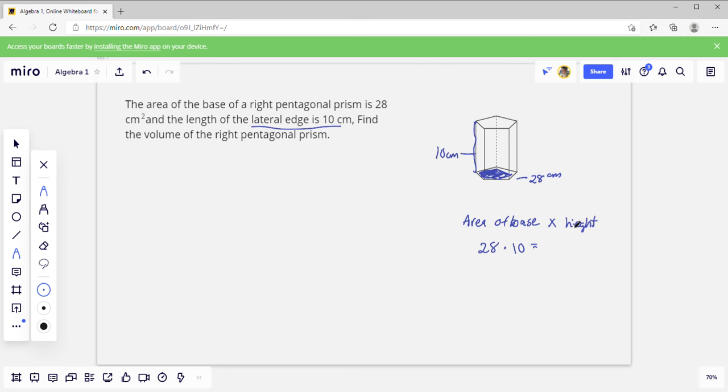and that is going to equal 280 centimeters, and that's cubed because volume's always cubed. All right, so that's how to do one of those. That was super easy. You just multiply your area of the base times your height.